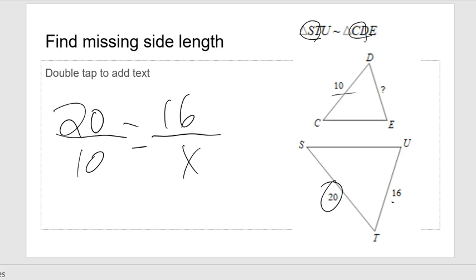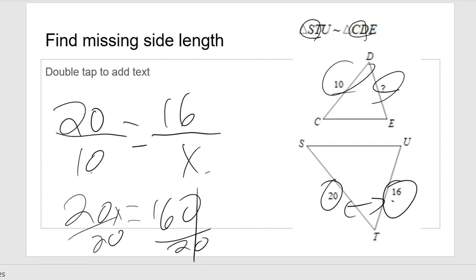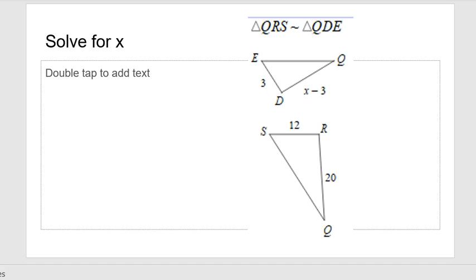Now it's important that you don't switch these around because you've got to ask yourself, is the 20 and the 16 on the same triangle? Yes. Is the 10 and the x on the same triangle? Yes. So now you're allowed to take it 20x equals 160, divided by 20, and x equals 8. Alright. Keep on trucking through all these. Actually, we're going to stop right there.